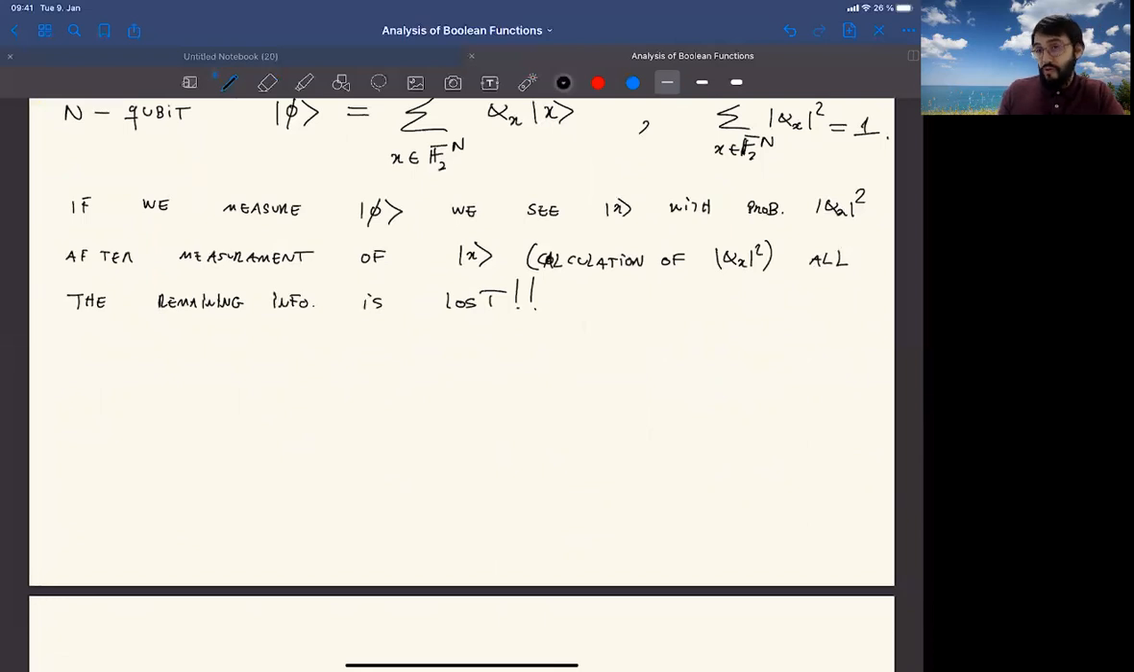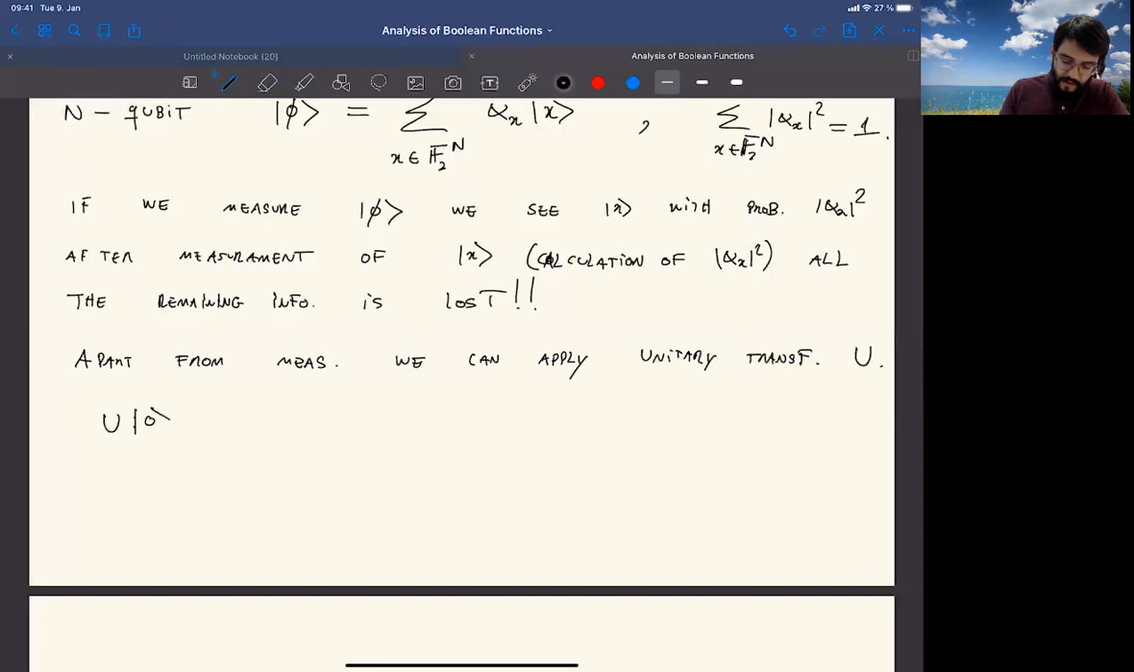And then if you don't want to lose information, apart from measurements, we can apply unitary transformations. Okay, say a unitary transformation, say U. That is, you just map phi to some other state. And well, this is a linear transformation.